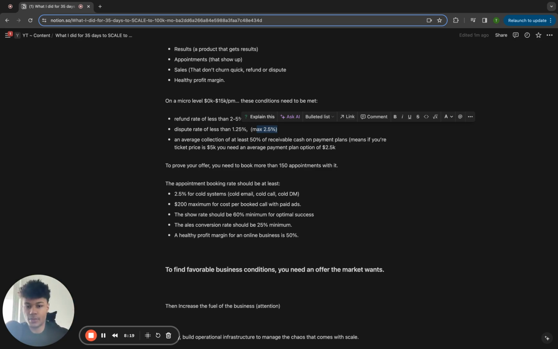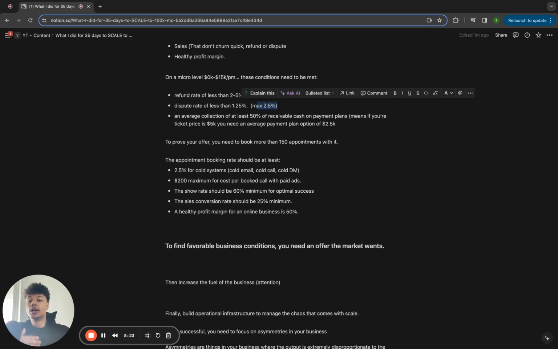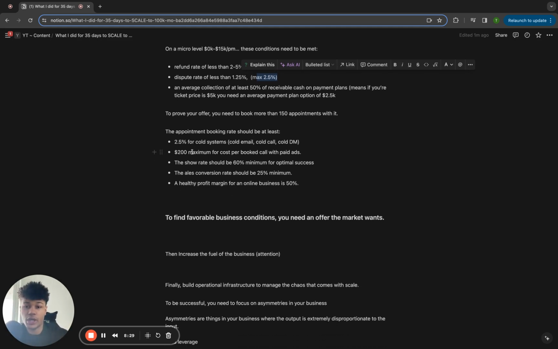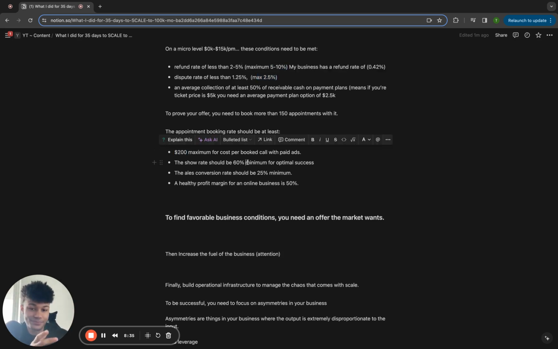The appointment booking rate should be at least 2.5% for cold systems. That means cold email, cold call, and cold DM. $200 maximum cost per booked call with paid ads. This is actually pretty expensive, but this is what you can get away with for a high ticket service.